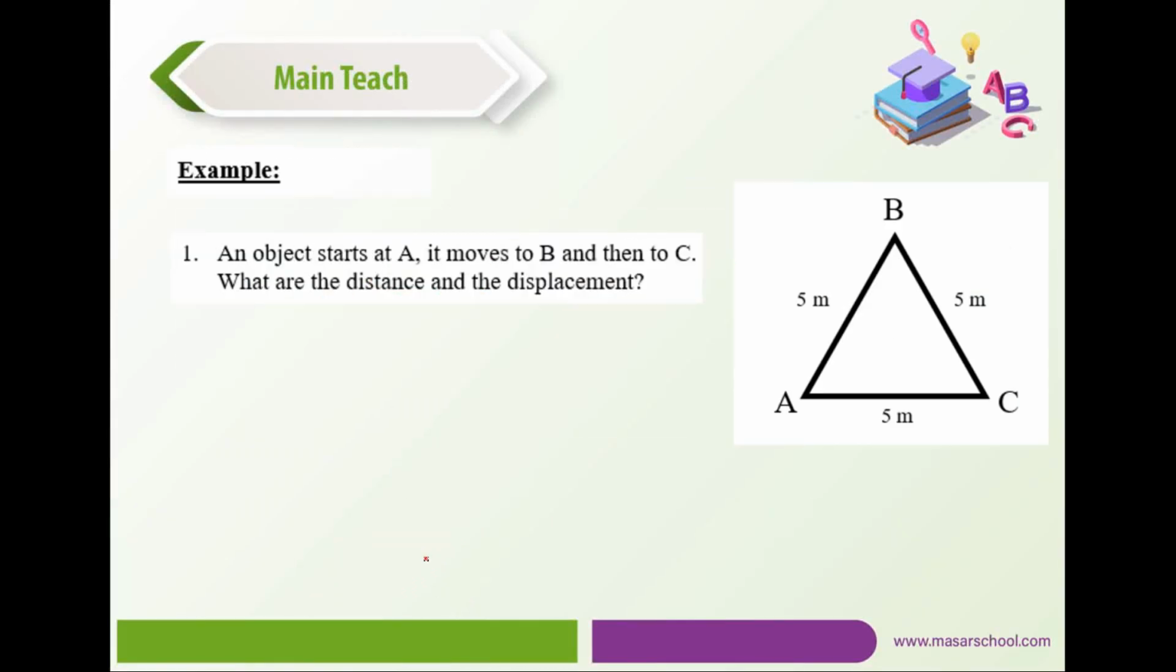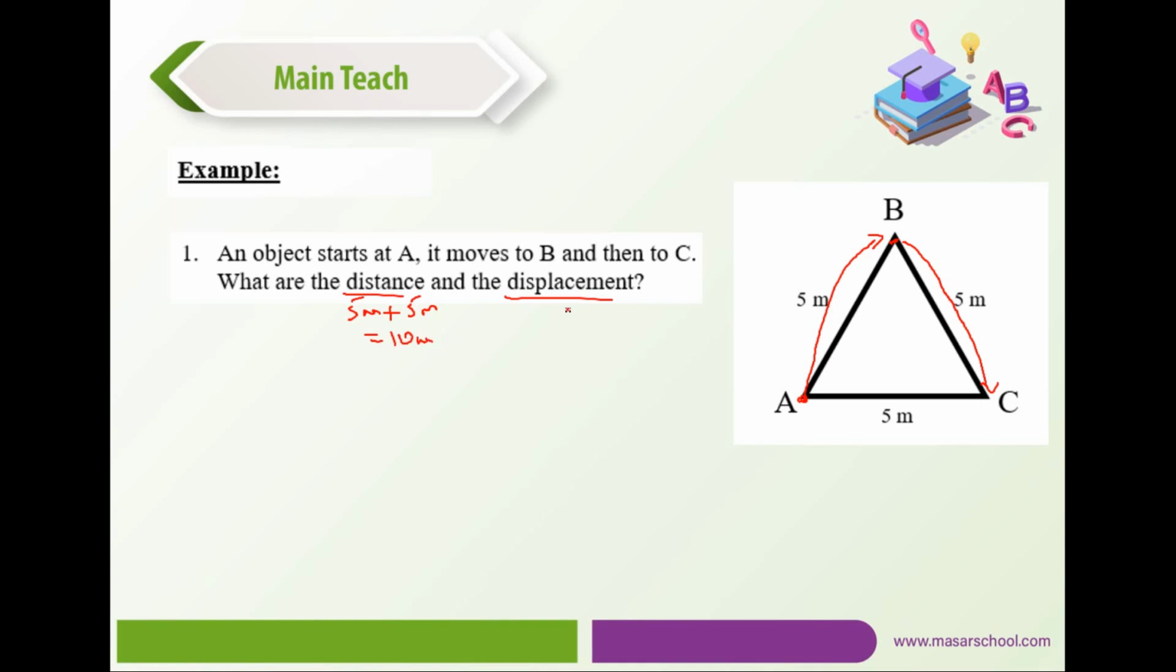Alright, an object starts at A and it moves to B, then we're going from A to B, then to C. They're asking us for the distance and the displacement. Remember that the distance is the measurement of the actual path. Going from A to B, that would be 5 meters. And going from B to C, that would be another 5 meters. So the distance in this case, that would be 10 meters.